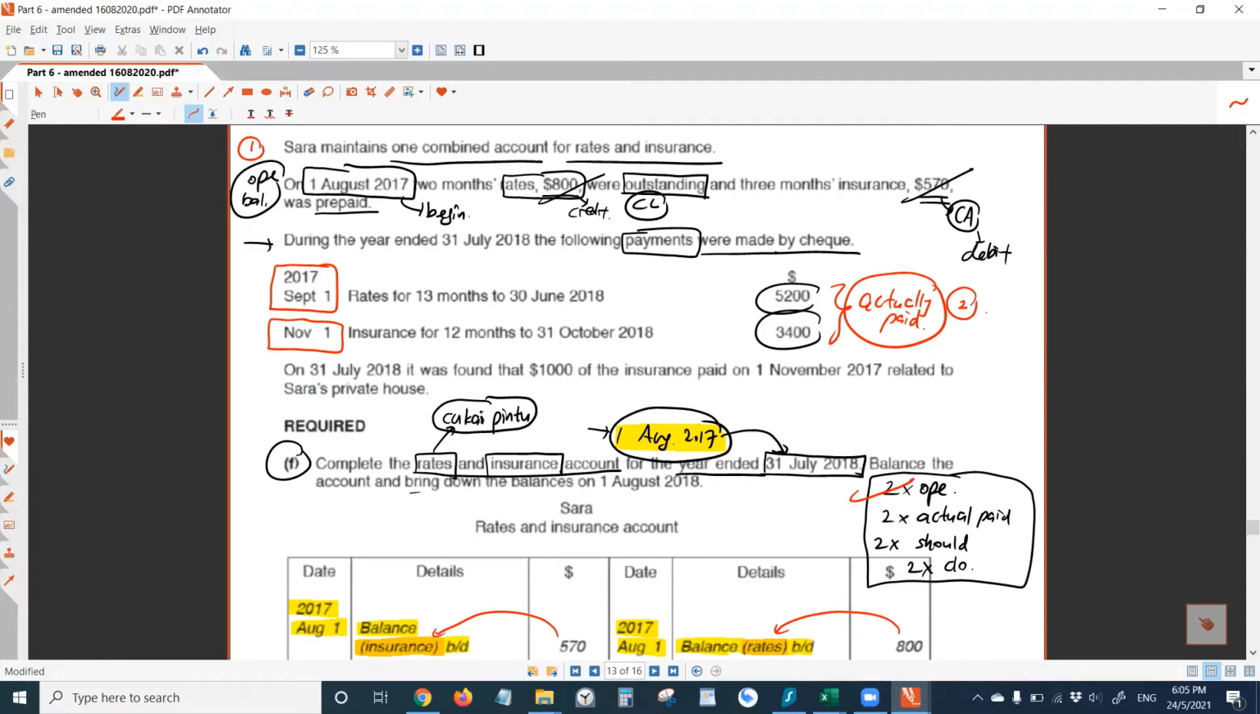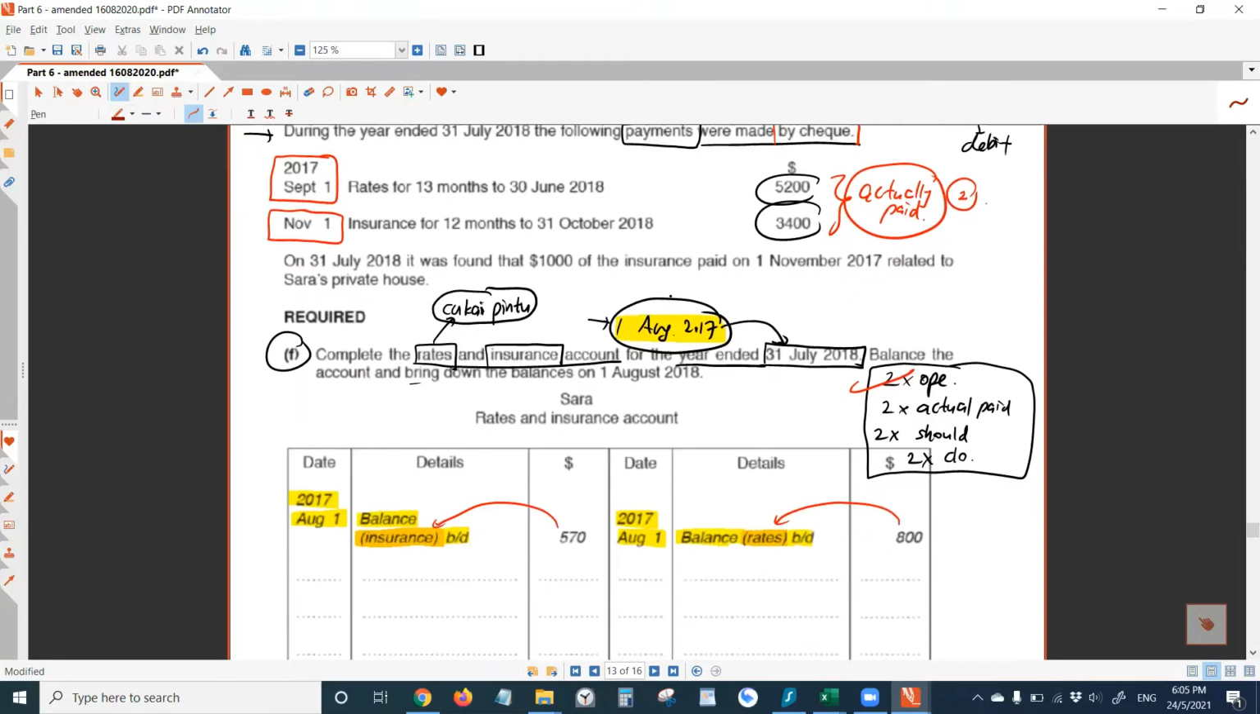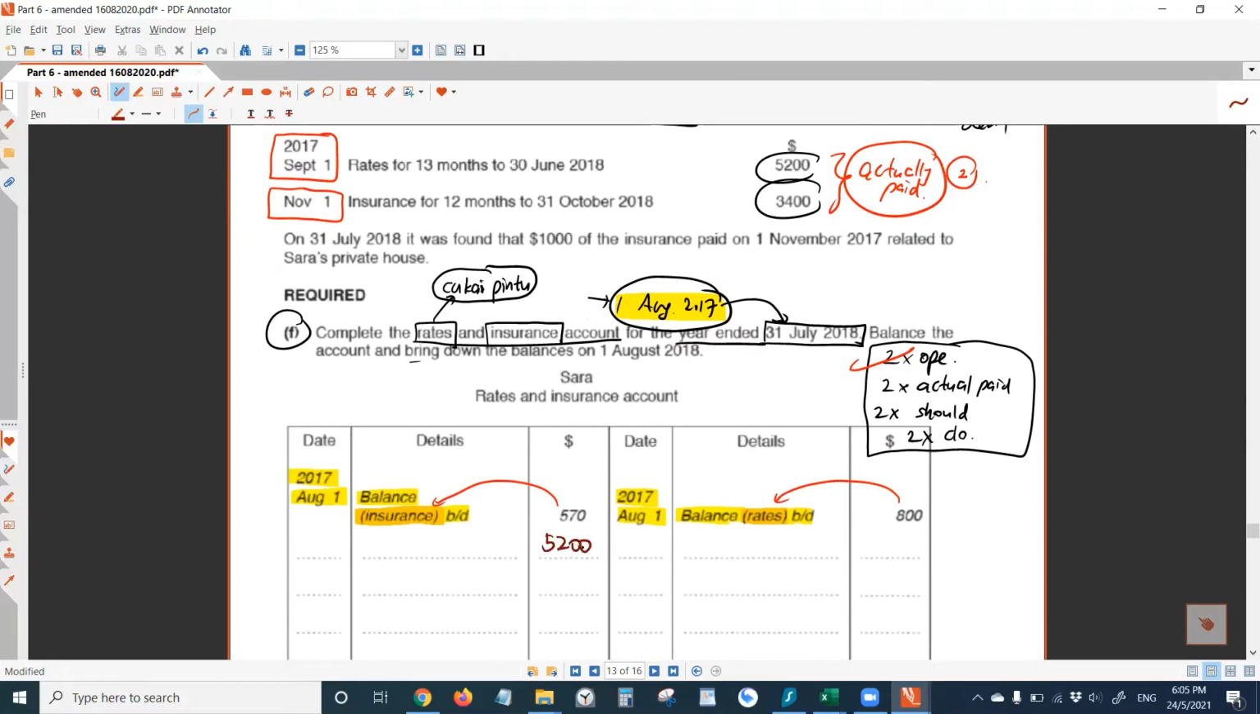It says by check, so look carefully. Credit bank, then debit this account. Write these two amounts here. For details, you write the name of the other account, which is bank. Like I mentioned just now, you have to label to indicate what each of these numbers is for. This is for rates. This is for insurance. Don't label it with short form. Must write it in full, the words rates and insurance. Now copy the dates. So now we are done with the opening balances and the amount actually paid.